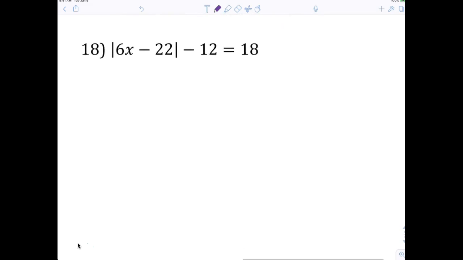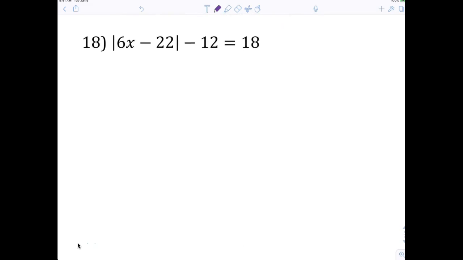You're up. Number 18. What do I have to do first? Okay, you have to... Come on. Say it. Isolate the absolute value. Right? So you... So how do I get rid of negative 12? That's what I'm trying to tell you.